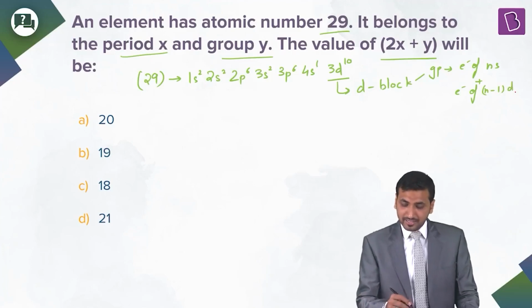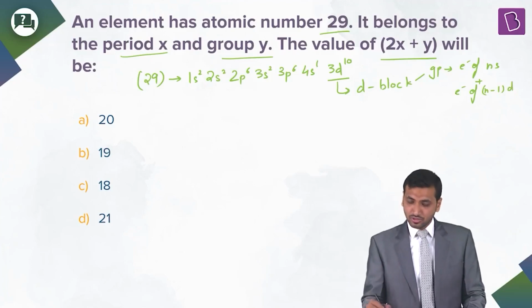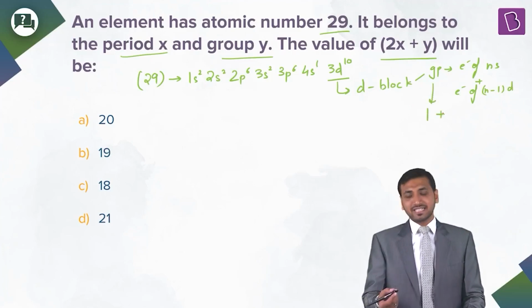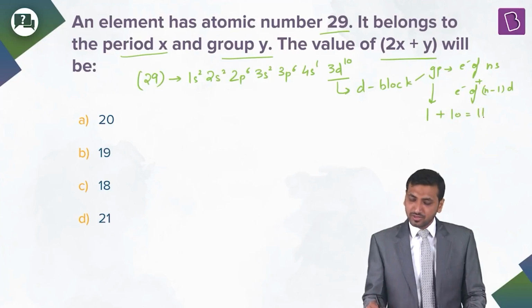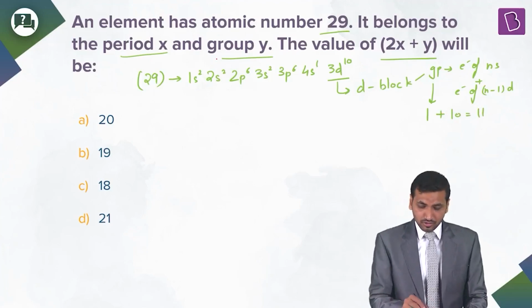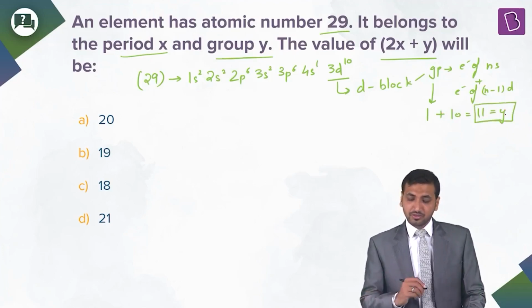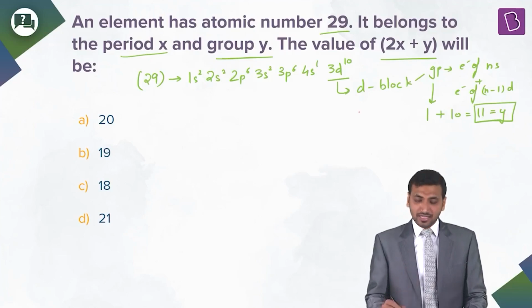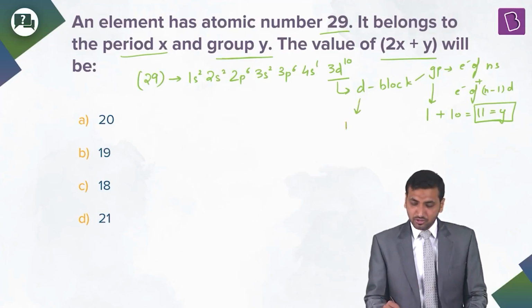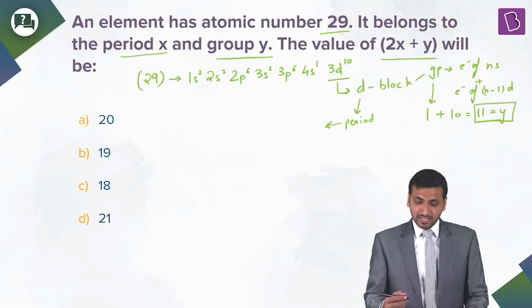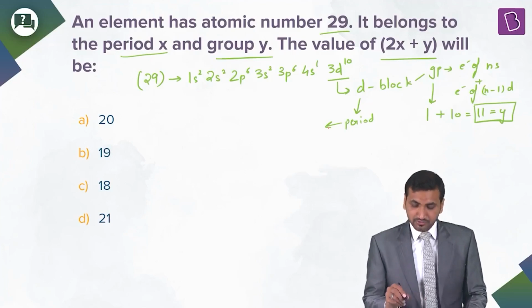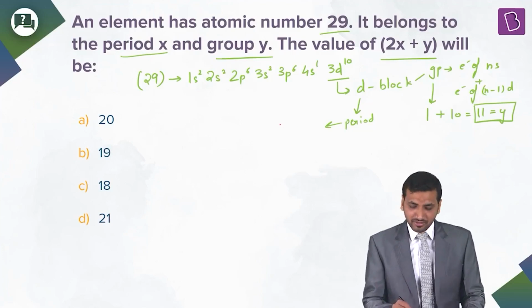So here if you add Ns, which is 4s1, I'll say that group will be 1 plus (N minus 1)D, that is 3D10. 1 plus 10, so group will be 11. And the value for group is Y. So this becomes your Y. Perfect. Okay. So for D block, what is the value for period? If you want to calculate period, you have to look for the maximum valence shell, right? And if you observe 1, 2, 3, 4, 4s, 4 is the maximum valence shell.